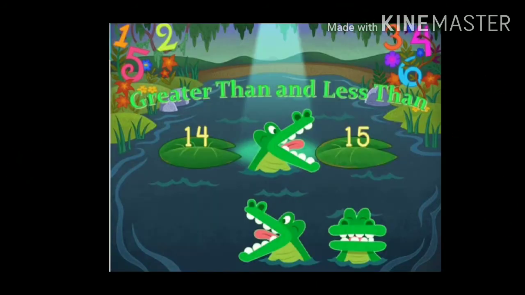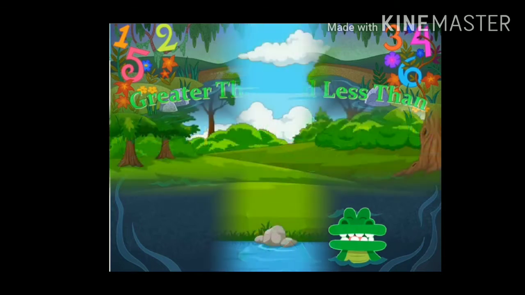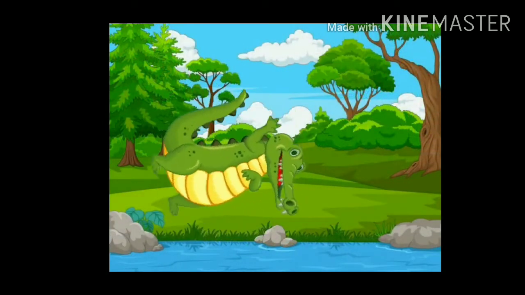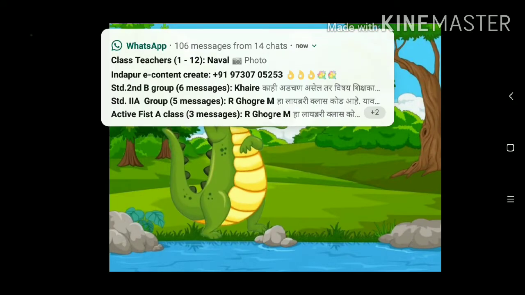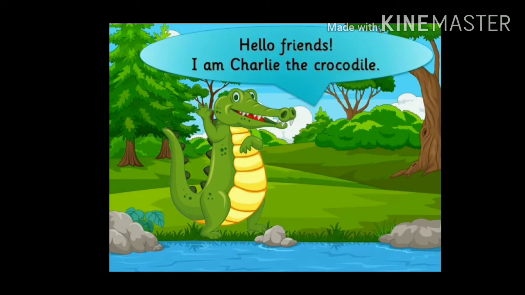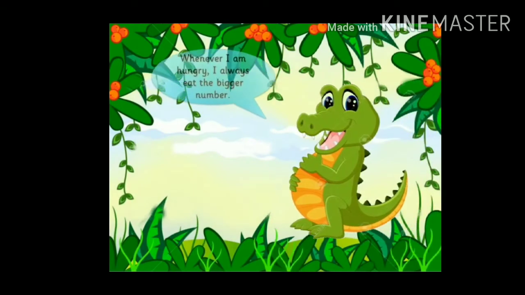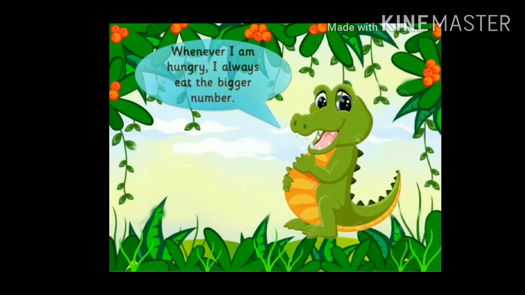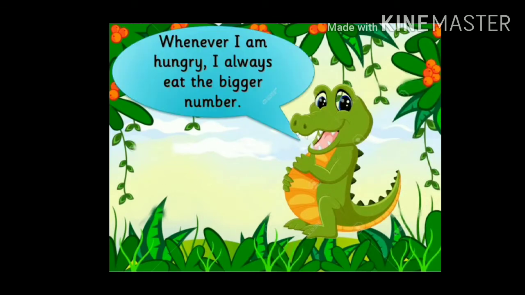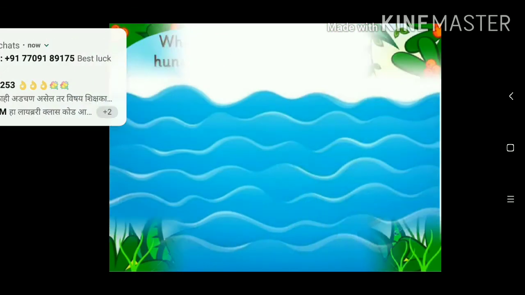Alright. Hello students, today we are going to see greater than and lesser than. But before we start, hello friends, I am Charlie the crocodile. Whenever I am hungry, I always eat the bigger number. I like bigger numbers to eat.